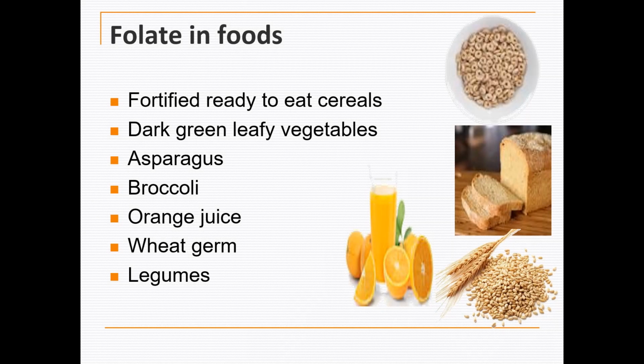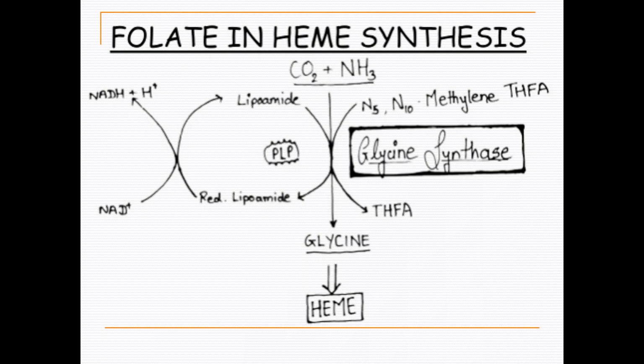Folate in foods: fortified ready-to-eat cereals, dark green leafy vegetables like broccoli, orange juice, wheat, and legumes. They all contain folic acid. Folic acid is very helpful in heme synthesis. You can see this tetrahydrofolate converts into N5,N10 methylene tetrahydrofolate, which is mainly converted into glycine, another amino acid which is very helpful in the synthesis of heme.